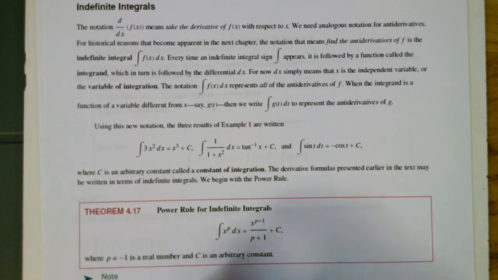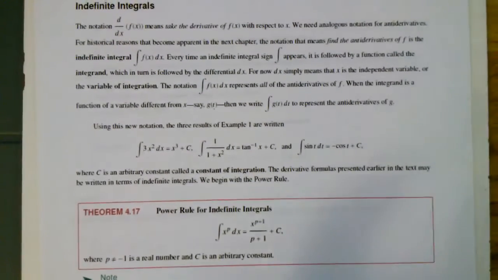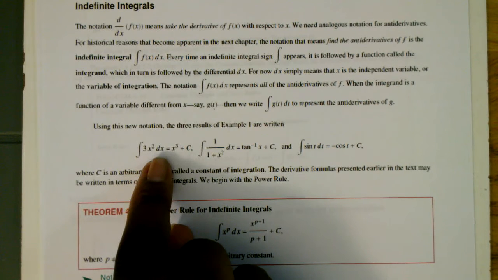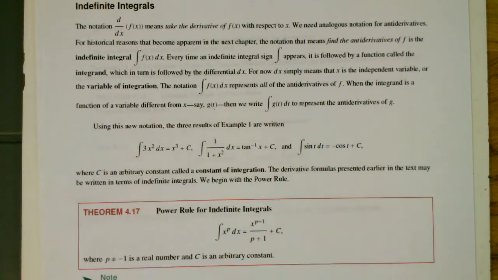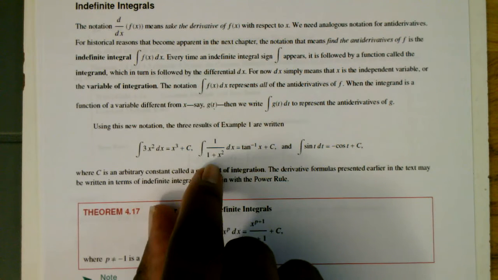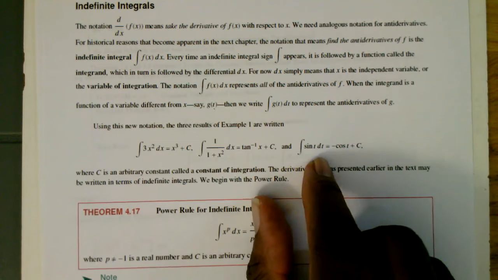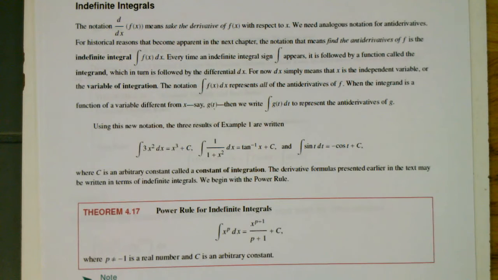Now if we were using that new notation, then of course, the integral of 3x squared dx that we looked at was x cubed plus c. And the integral of 1 over 1 plus x squared dx will be the inverse tangent of x plus c. And the integral of sine of t dt would be negative cosine of t plus c.